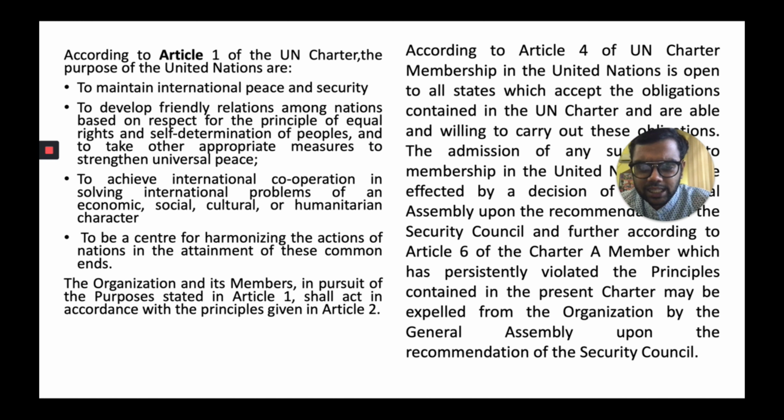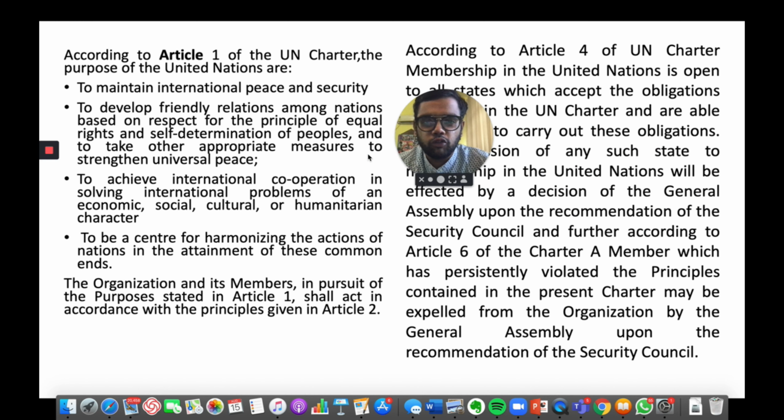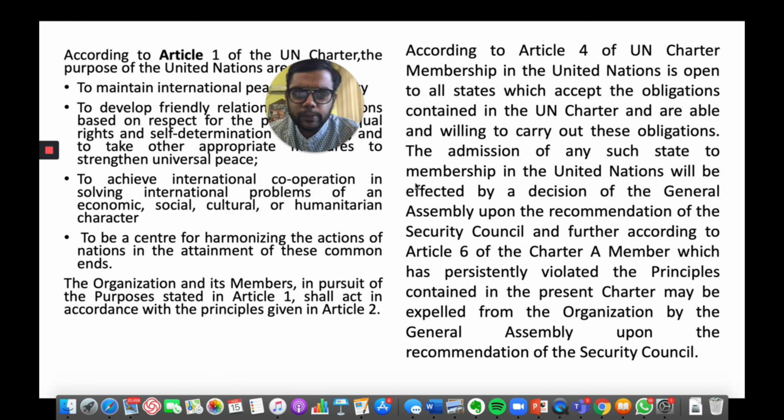Now, the organization and its members, along with the aims pursued in Article 1, have to act in accordance with the principles in Article 2. For better understanding, I would request you to go and look at Article 2, where all the principles according to which the United Nations has to function are listed. With regard to membership, Article 4 states that it is open to all states which accept the obligations contained in the UN Charter and are willing to carry out these obligations. The admission of any such state will be effected by a decision of the General Assembly upon a recommendation by the Security Council.